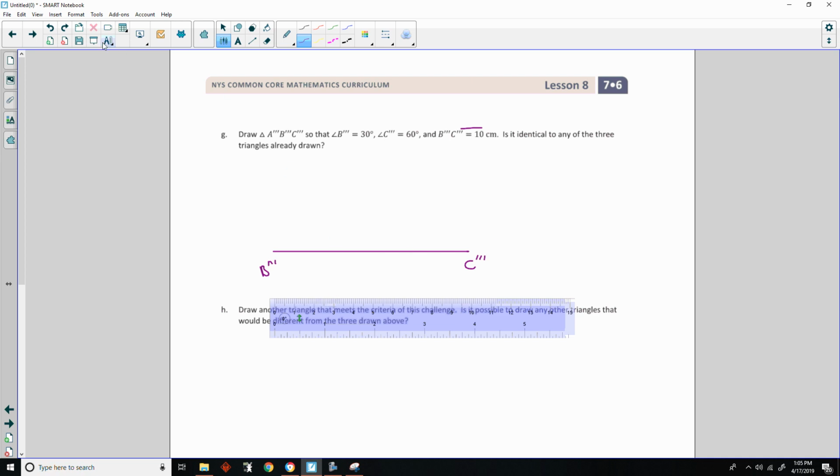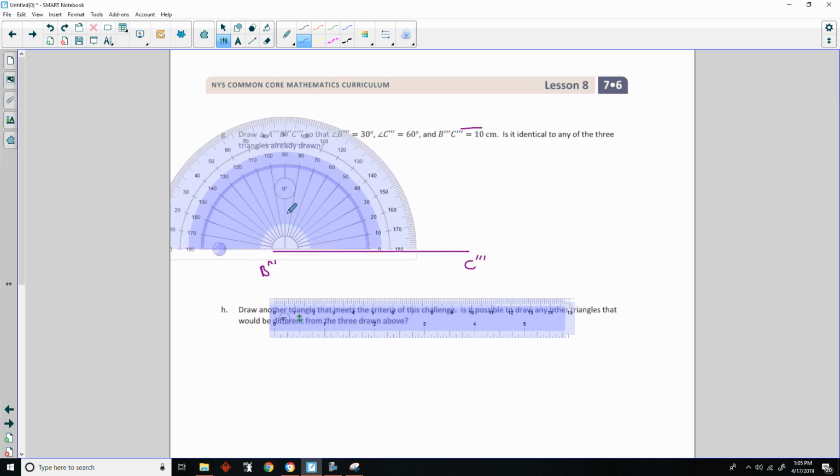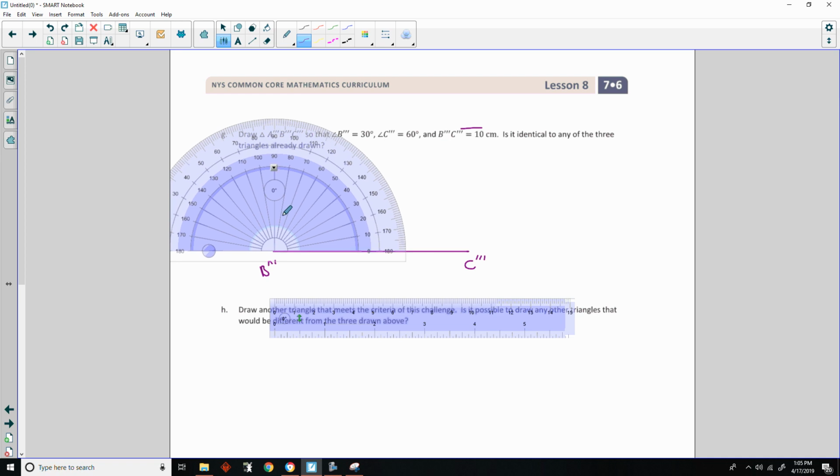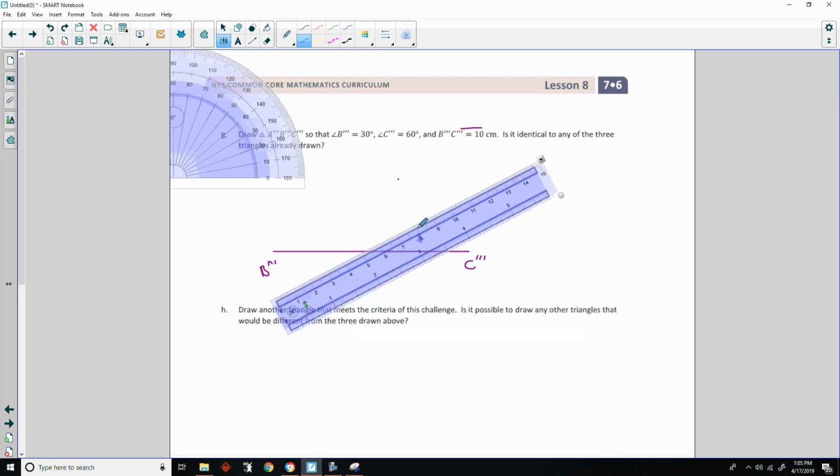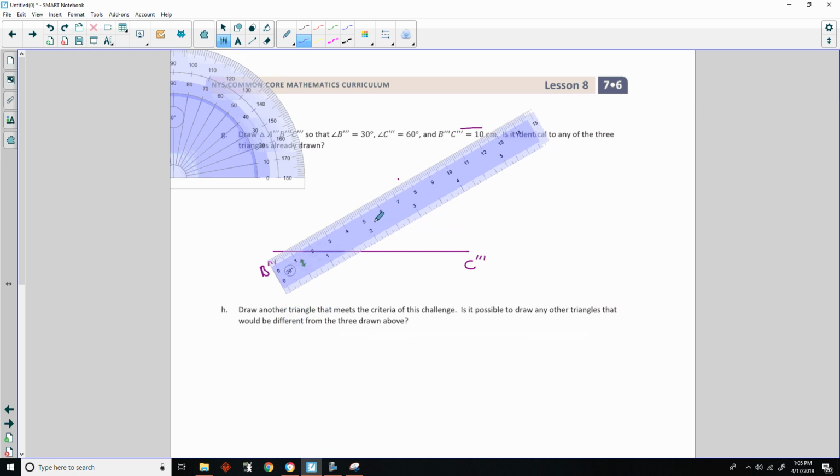I then get my protractor, put it right on B. See, once you get used to doing this, it's fairly quick. Okay, and I want the angle at B to be 30 degrees, which is right here, so I'd put a dot right about here. Rotate my ruler so that it's going through the point B and that point that I just found with my protractor. And I'm going to measure it at the same time. By the way, that's 10 centimeters.